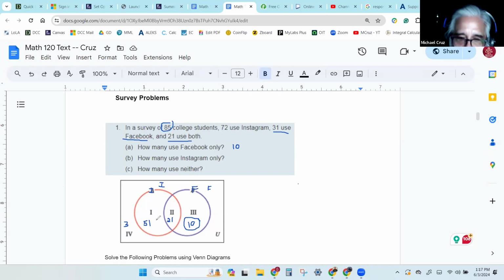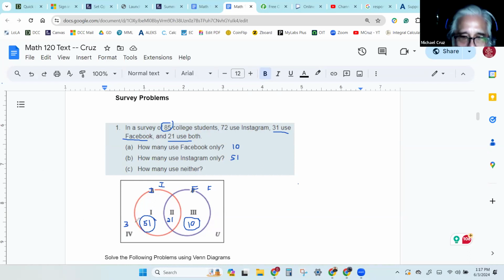How many use Instagram only? Well, that's the one over here. The one in Roman numeral region 1, the one that's not touching inside of the blue circle. And you'll notice that with each one of these numbers, there's something that we actually had to calculate by doing an addition or subtraction.